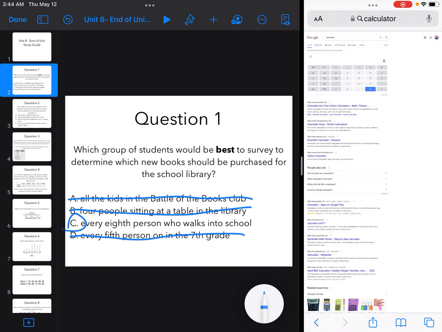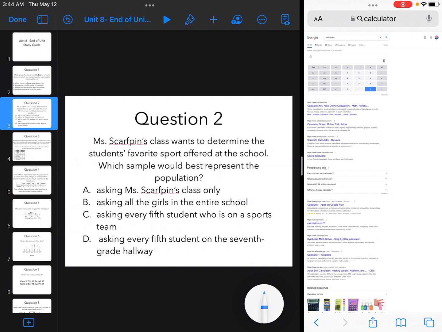Every 8th person who walks into the school. Yes, that includes adults, because that could be parents, community members, or staff, but it gives everybody the opportunity to be selected.